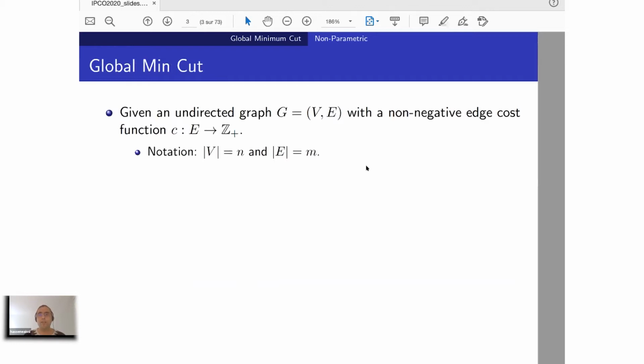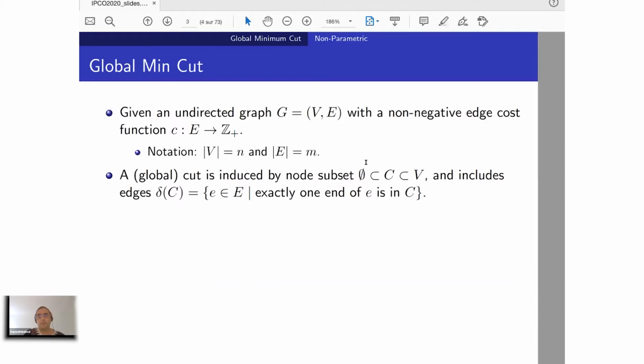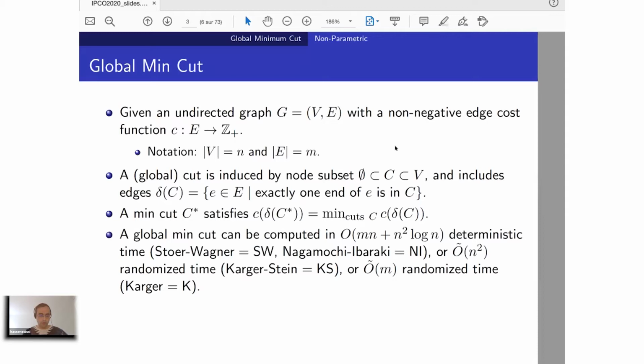Given a directed graph G with n nodes and m edges and non-negative edge costs, a global cut is induced by a non-trivial subset of nodes C, different from the trivial sets, the empty set and the whole node set V, and includes a set of edges, delta C, which have exactly one end in C. We'll consider that the cost of a cut is the summation of the costs of all the edges in delta C. In this talk, we will be interested in the running time of several algorithms.